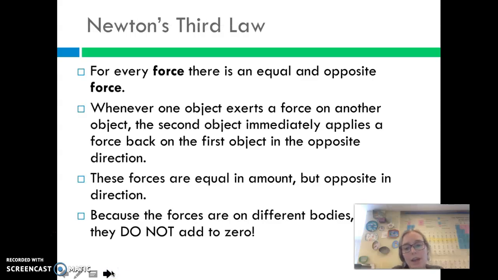In class, we will look at more real-world examples of these three laws, but please make sure that you have these down in your notes and then begin the IP.